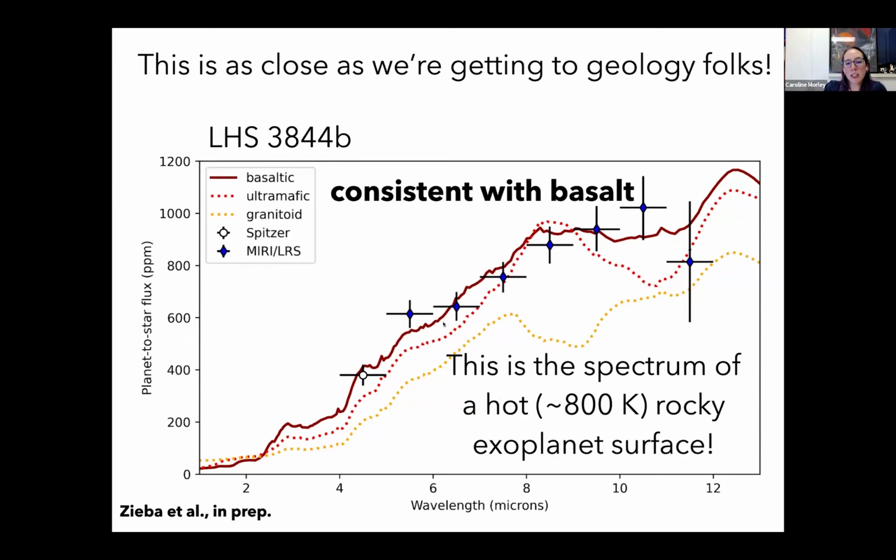So we're still working on the final results for this object, but it looks like it's broadly consistent with a basaltic surface. And we can rule out shinier, brighter rocks, something more like a granite. If you can picture the granites in Yosemite, we can rule out rocks like that. This is more like if you go to Hawaii and look at the dark rocks there, that looks more like this planet, LHS 3844b.